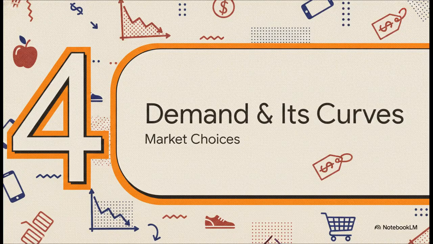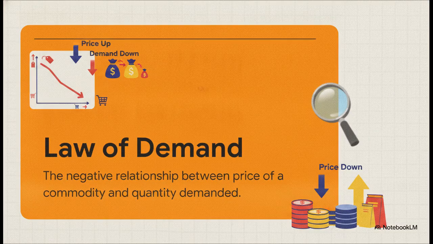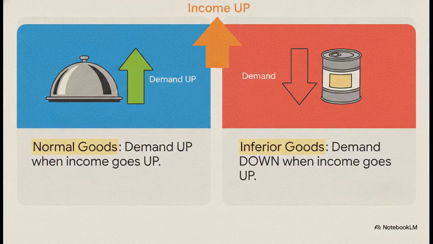Okay, let's hit our fourth and final major topic, demand. We know how a single optimal choice is made, but what happens to your choices in the market when the prices of those goods suddenly change? Let's keep this as simple as possible. The law of demand states that there's a negative relationship between the price of a commodity and the quantity demanded. Basically, when prices go up, your demand goes down. And because of this inverse relationship, when you plot it on a graph, the demand curve is always going to slope downwards.